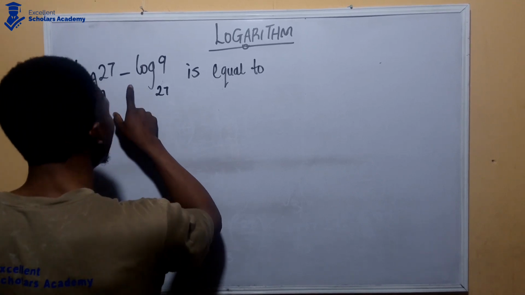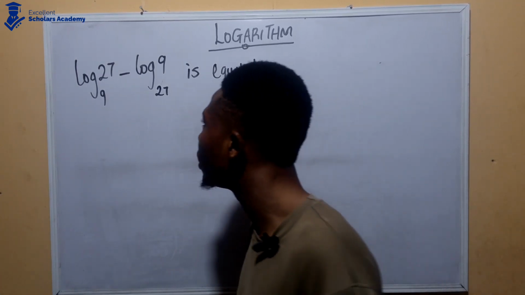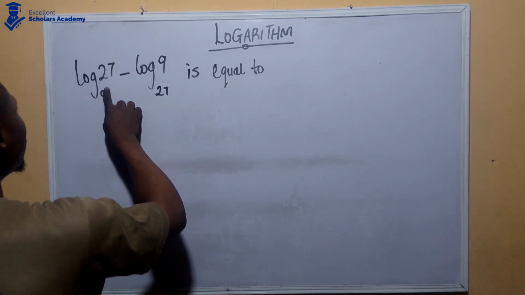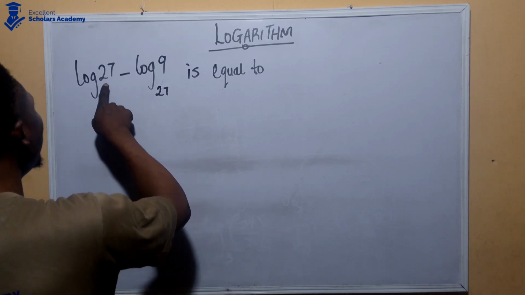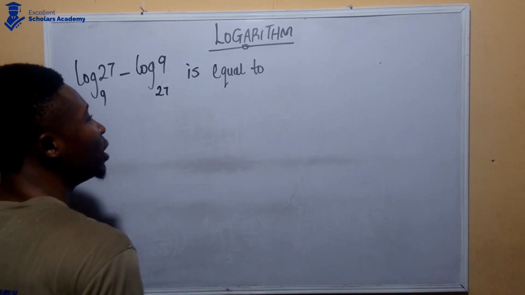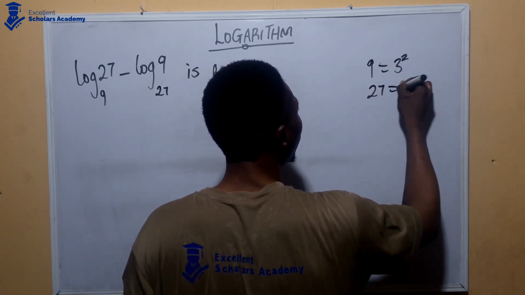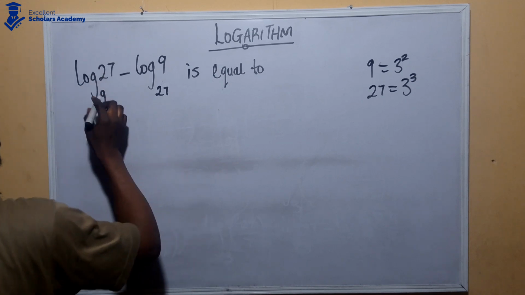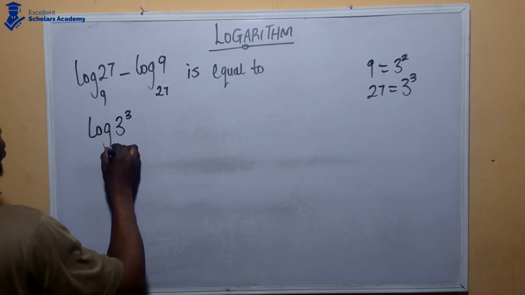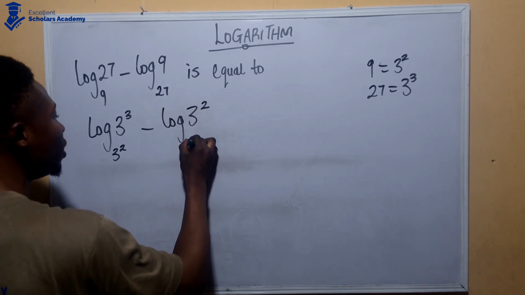Log 27 base 9 minus log 9 base 27 is equal to, this question is very, very trickish, but we are going to solve it. Now, this is log 27 base 9 minus log 9 base 27. We know that 27 and 9 have a connection. 9 is 3 to the power of 2. 27 is 3 to the power of 3. So what we're going to do now is replace this, and then it becomes log 3 to the power of 3 base 3 to the power of 2 minus log 3 to the power of 2 base 3 to the power of 3.